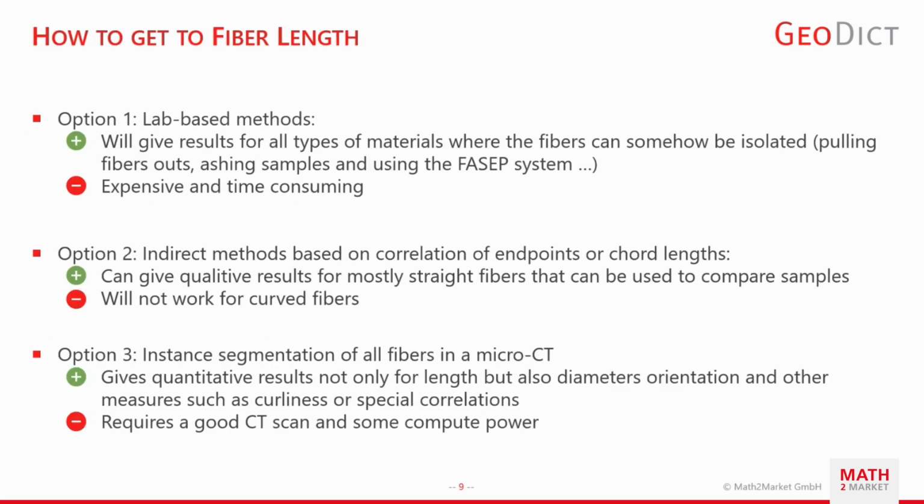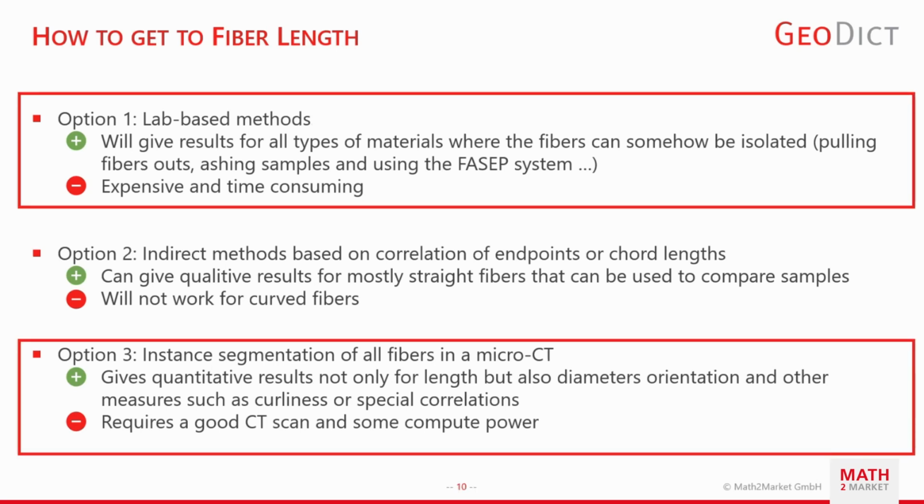So I have a bit of an overview slide. What other options do we have? As I mentioned, first option, the lab-based method. Second option, you can use some indirect method to get a correlation for the fiber lengths, for example, looking at cord lengths or a correlation of endpoints. But these methods will be limited to mostly straight fibers. You will have issues if your fibers are curved. But it might also work with scans that don't have such high quality.